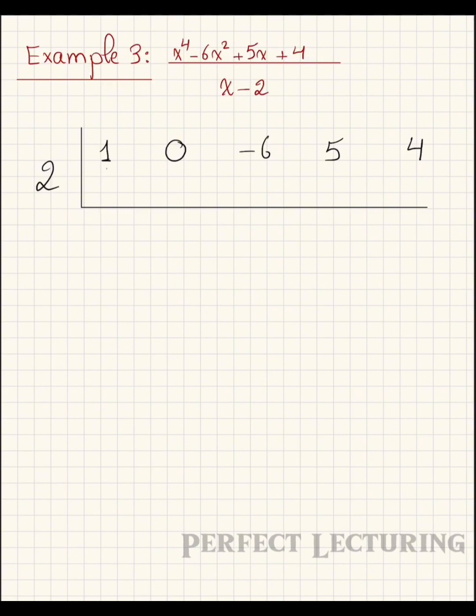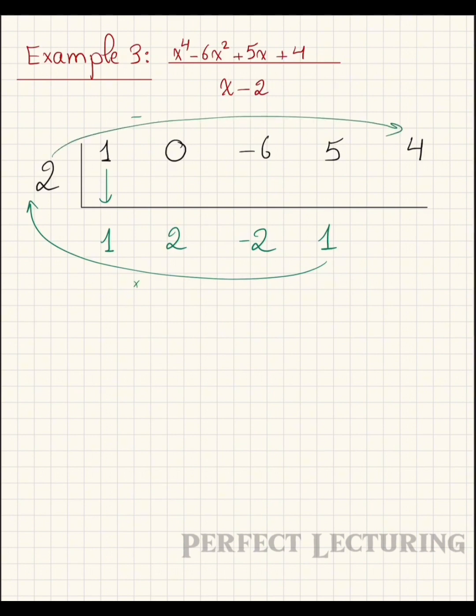Let's repeat the same process. So 1, you move it down. Always the first term, you move it down. Then I multiply by 2, and the answer I add to 0. So 1 times 2 is 2, plus 0, it's 2. Next, 2 times 2, and the answer plus minus 6 is a minus 2. Minus 2 times 2 is negative 4, plus 5. Negative 4 plus 5 is 1. Finally, 1 times 2 is 2, plus 4, that is 6, and the 6 is the remainder.